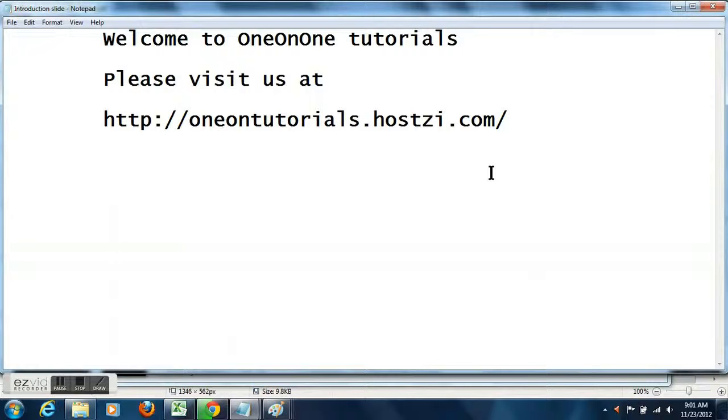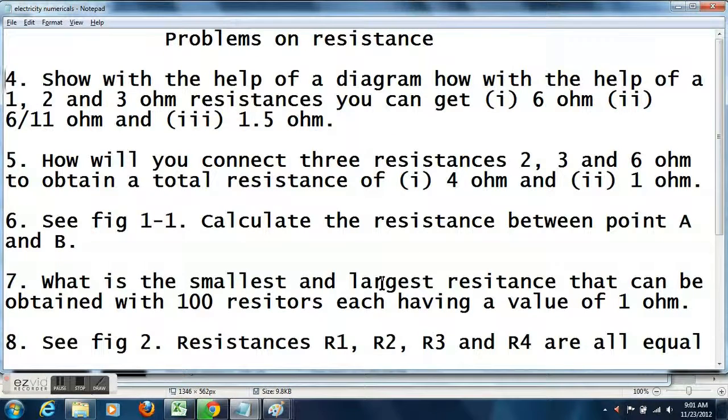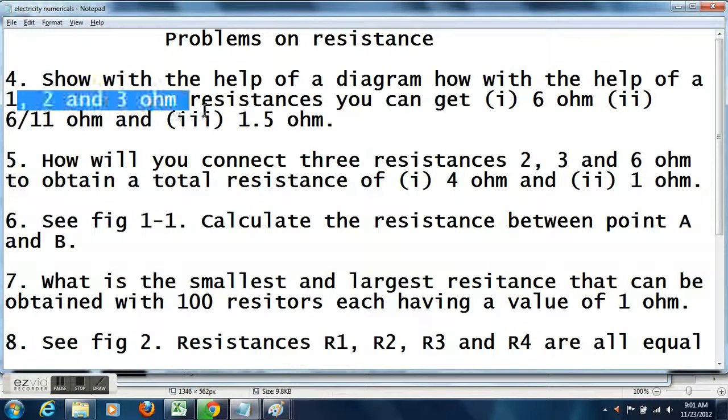Welcome to the next tutorial on current electricity. In this tutorial, I will be solving problem number 4 and problem number 5. Problem number 4 is: show with the help of a diagram how, with the help of 1, 2 and 3 ohm resistances, you can get 6 ohm, 6 by 11 ohm and 1.5 ohm.